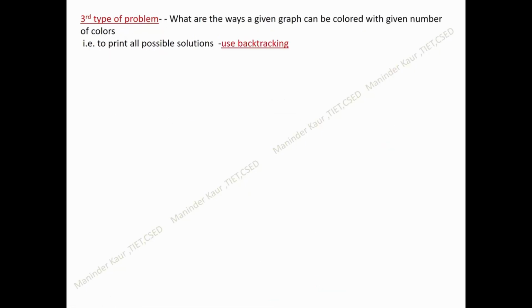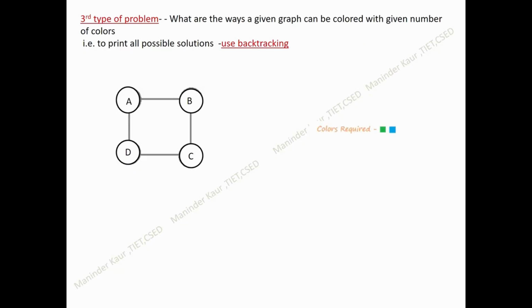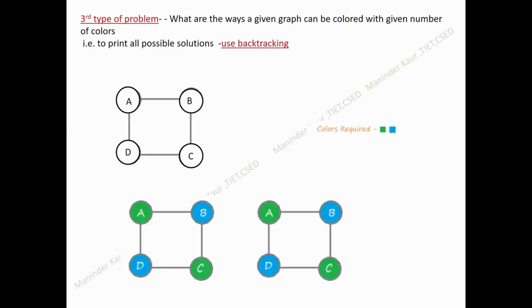Now the third type of problem in graph coloring is: given a graph, and let us suppose it can be painted by a given number of colors, that is, the least number of colors with which the graph can be painted is given to you. What are the possible ways in which the graph can be colored? This is the next type of problem. Now, for example, this graph is given and two colors are given to you. What are the possible ways in which we can color this given graph?